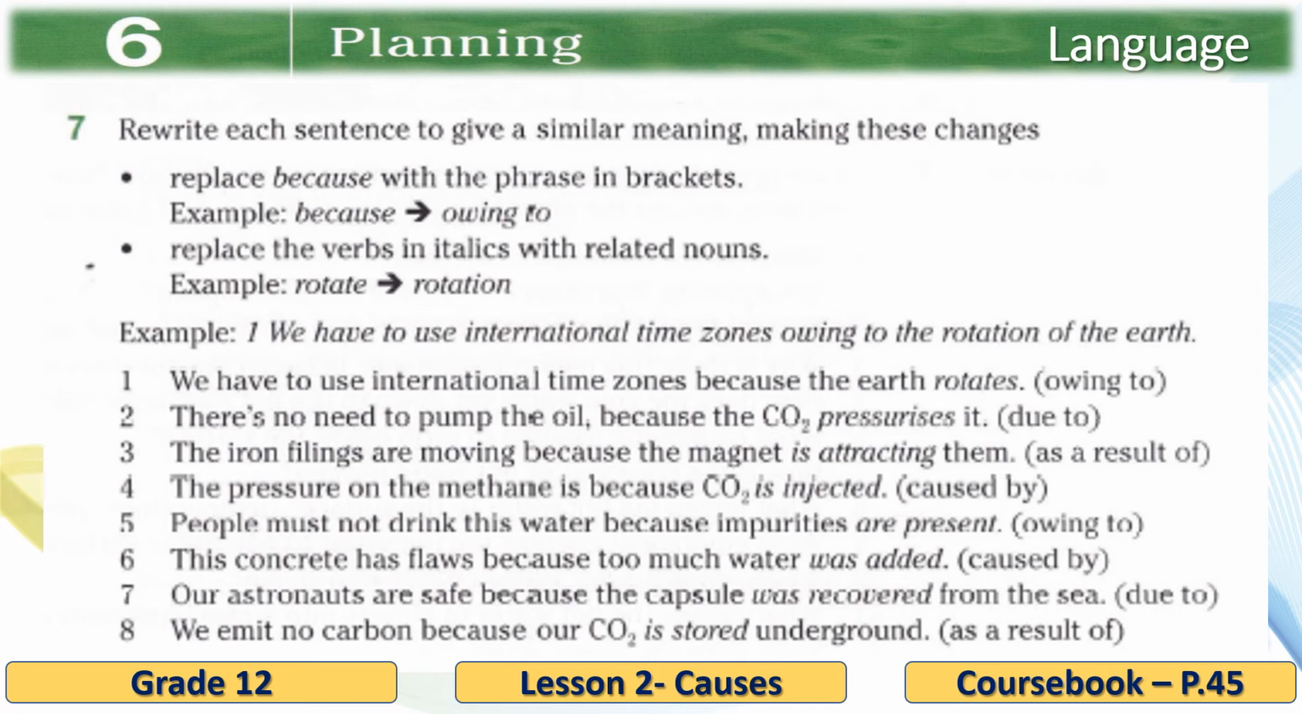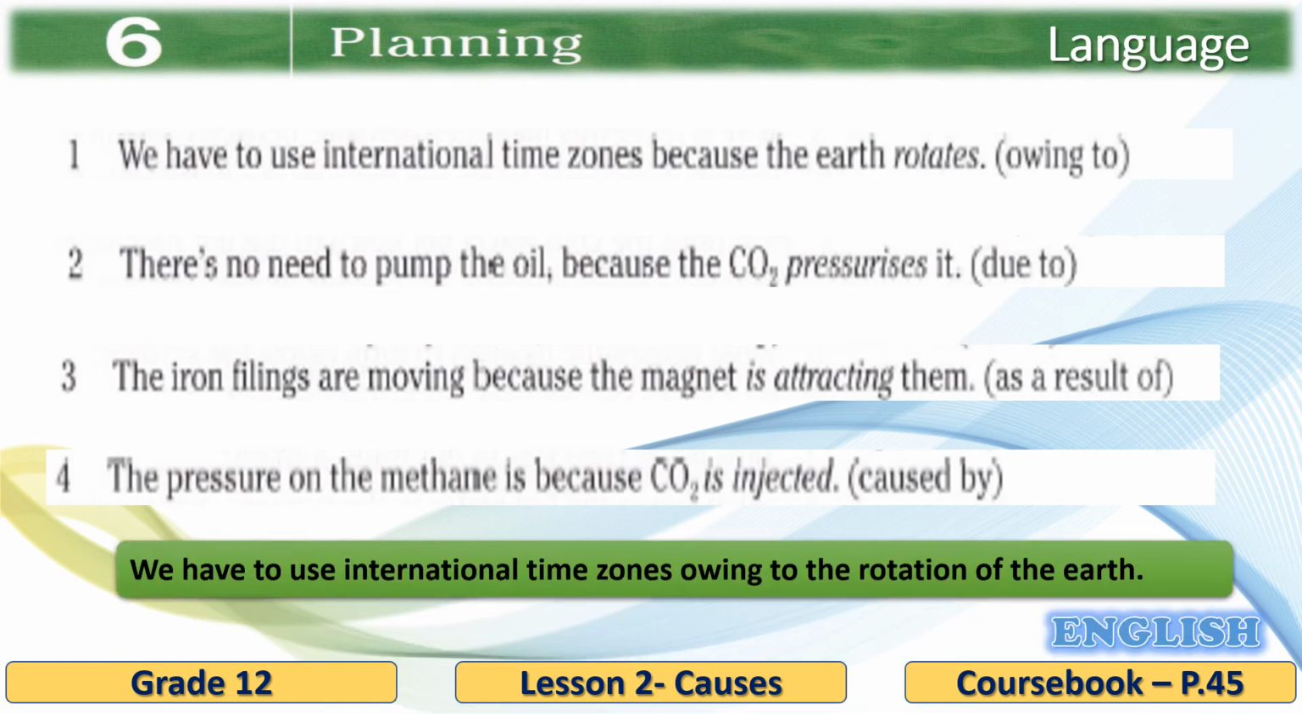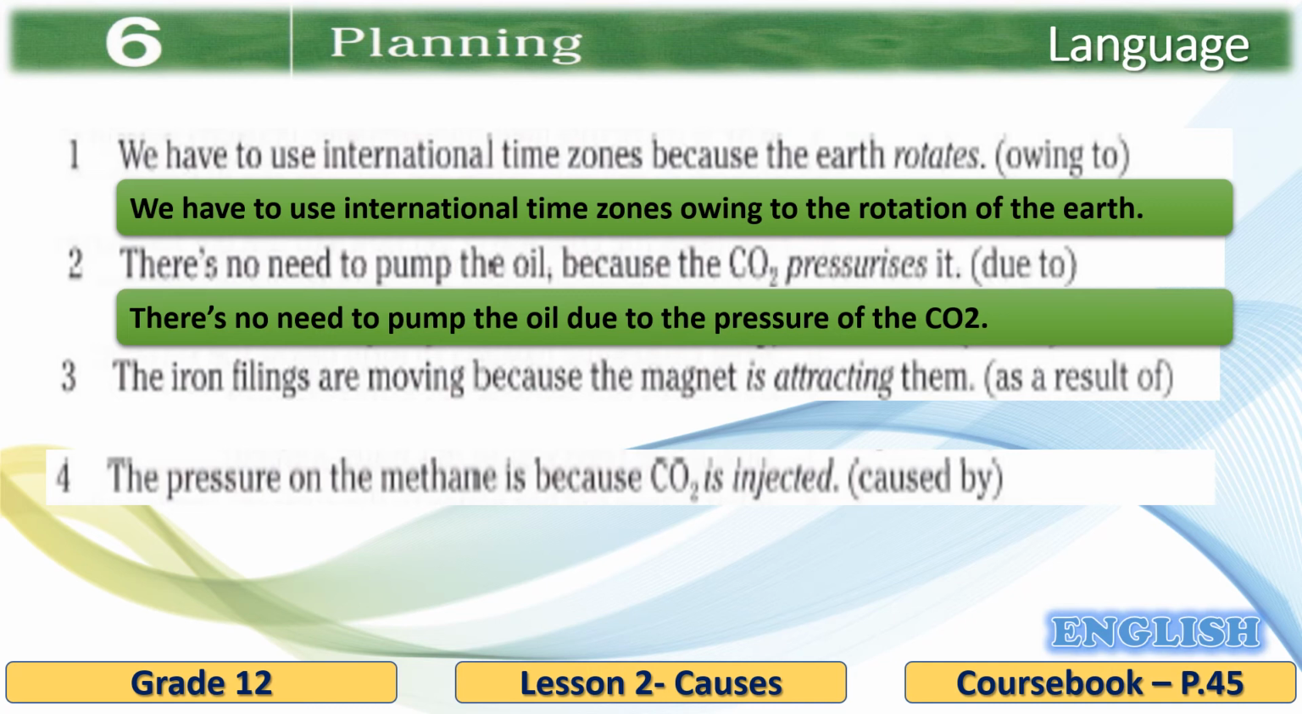Now, dear students, please think of the rest of the sentences. Try to change them by using the words in brackets first, then change the verb in each sentence so that it becomes suitable to the word you use. Now, dear students, you can check your answers. As you see, number 1 was the example, so we did it. Now, let's move to number 2. There is no need to pump the oil because the CO2 pressurizes it. We have to use due to. The answer, there is no need to pump the oil due to the pressure of the CO2.